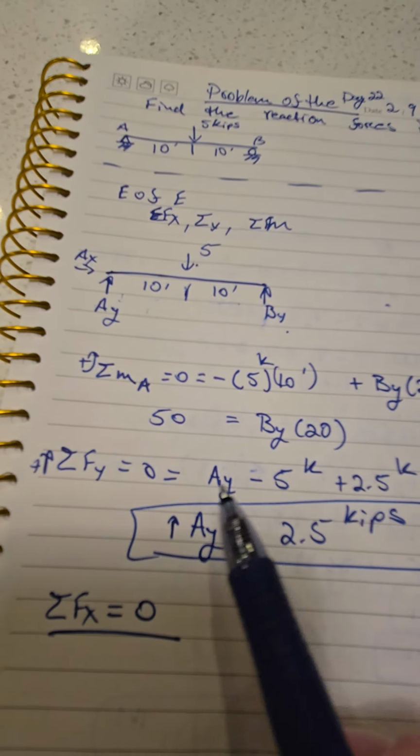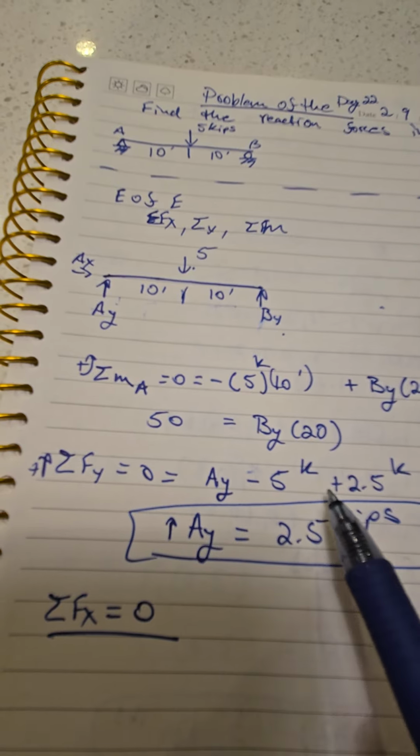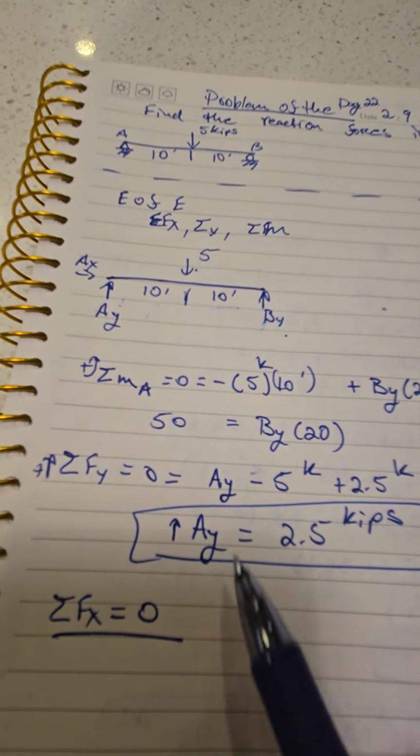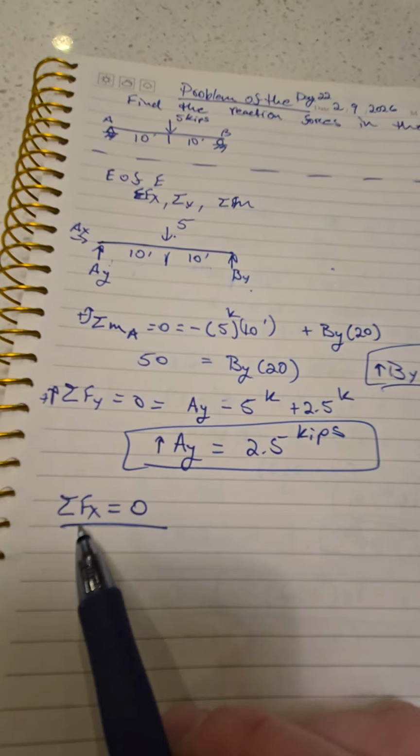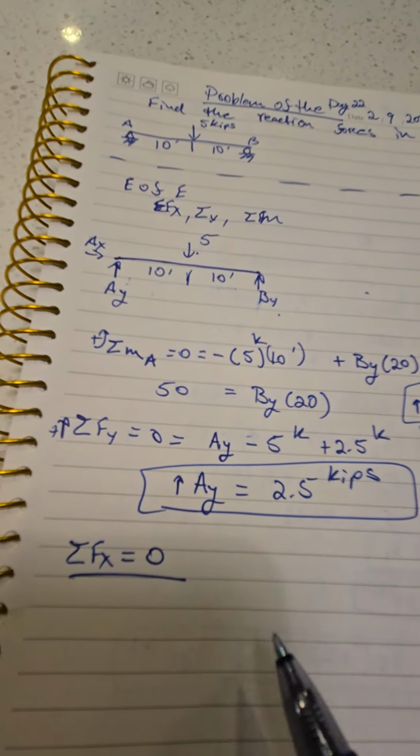So then we take that and move negative 5 over. And then you subtract 2.5 and then you get AY going upward equals 2.5. And then sum of the forces in X equals 0, so we don't need to solve for that.